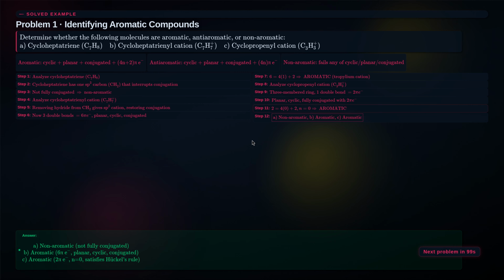Step 2. Analyze the cycloheptatrienyl cation. Removing a hydride from the CH2 gives an sp2 cation, restoring conjugation. Now we have 3 double bonds, that is 6 pi electrons. It is planar, cyclic, and conjugated. 6 equals 4 times 1 plus 2, therefore it is aromatic. This is known as the tropylium cation.